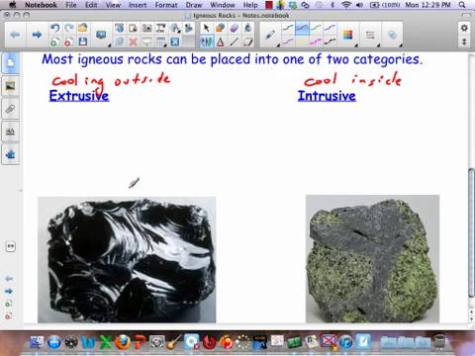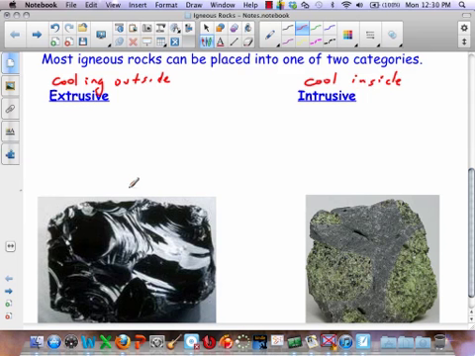Faster. Above the ground. So the lava's going to cool faster than the magma, right? Okay, now this is really important. Try to follow me on this. So if I'm cooling faster on the surface, do my minerals have time to grow?